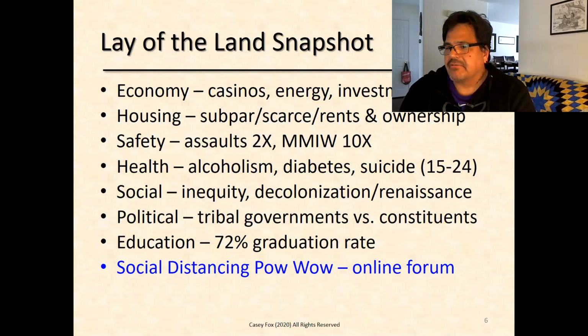Political, tribal governments versus constituents. I see a lot of negative feedback against our tribal leaders and some of the decisions that they're making with the constituents that they serve. And what drives me to do what I do is the graduation rate. When I did my research a couple years ago, the graduation rate was, I think, like 69%. I fast forwarded, did some research, and the graduation rate for high school for Native Americans is 72%. Still concerning to me, although it was an improvement.